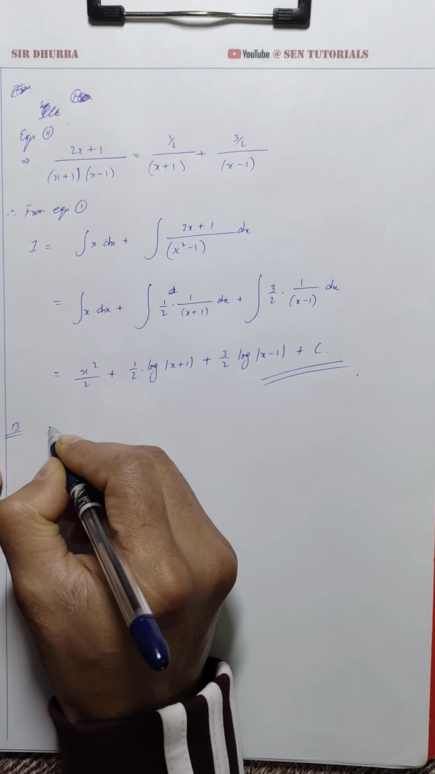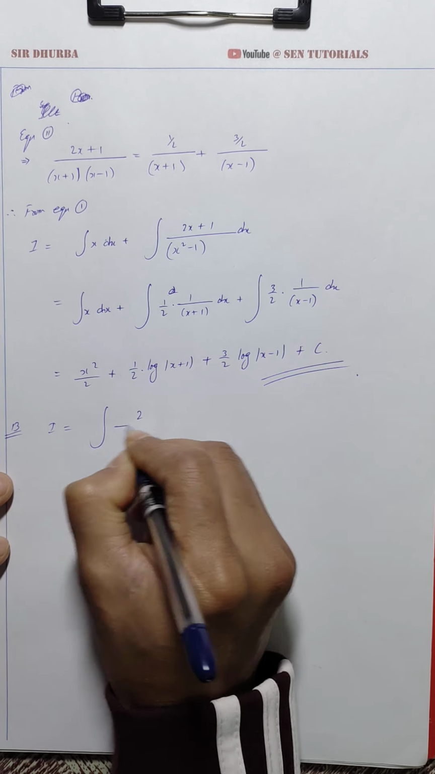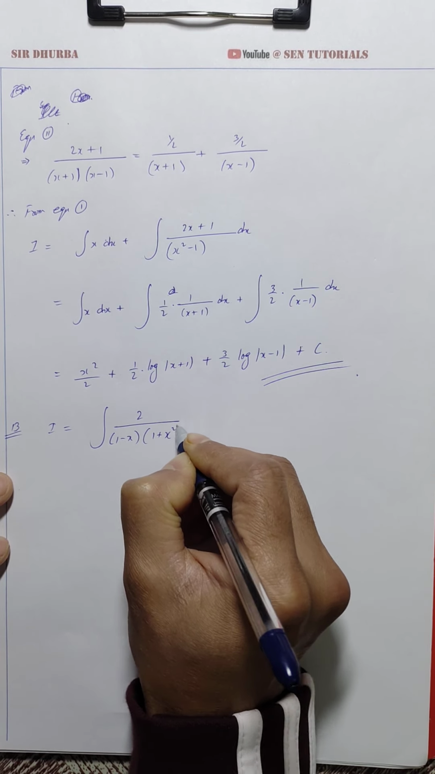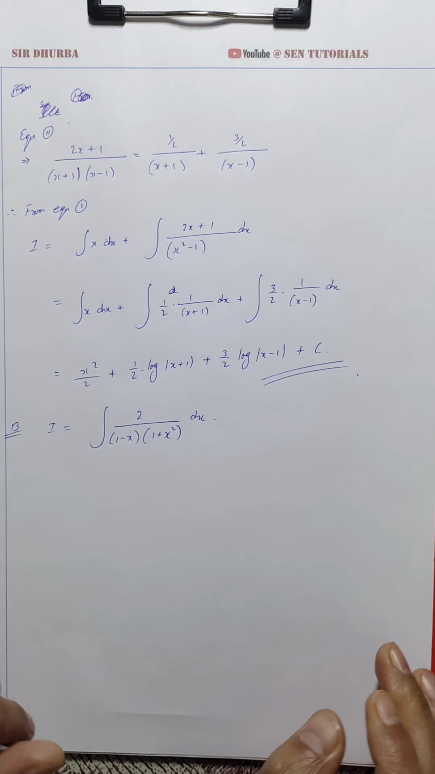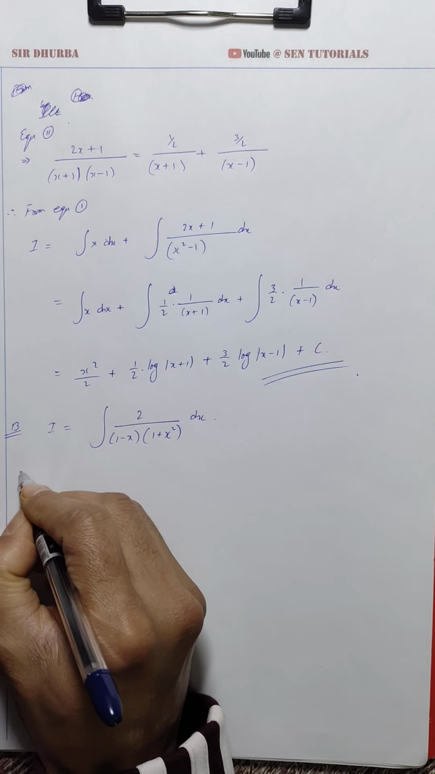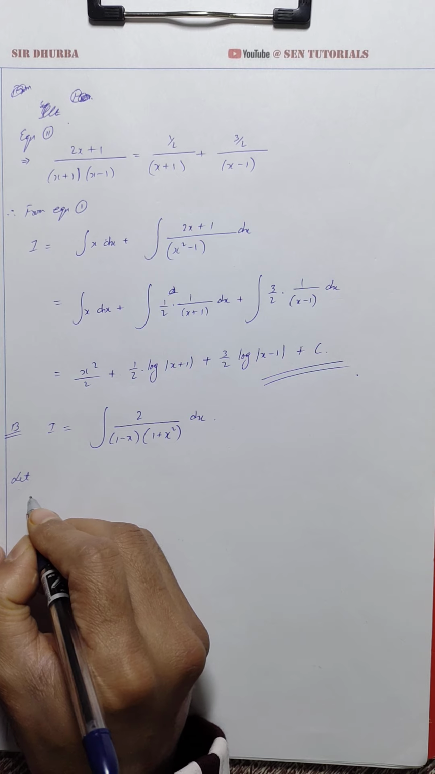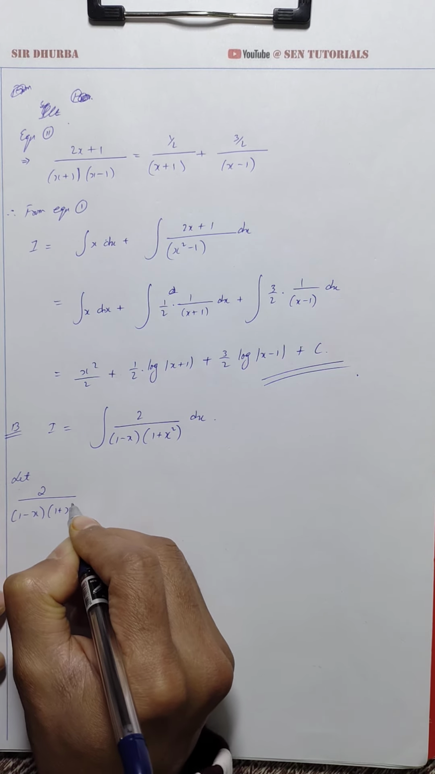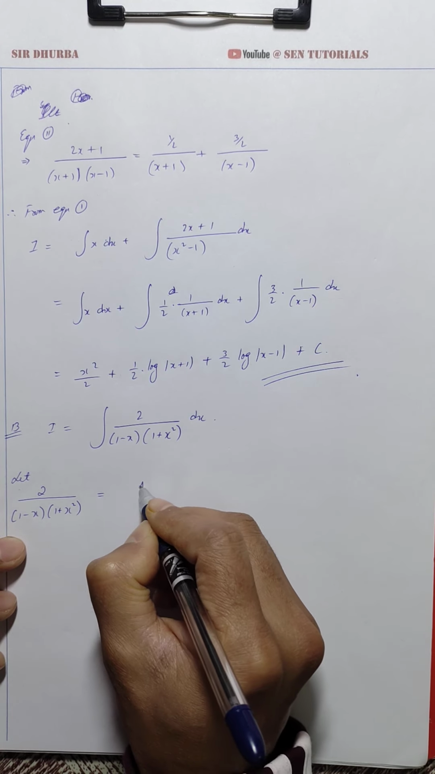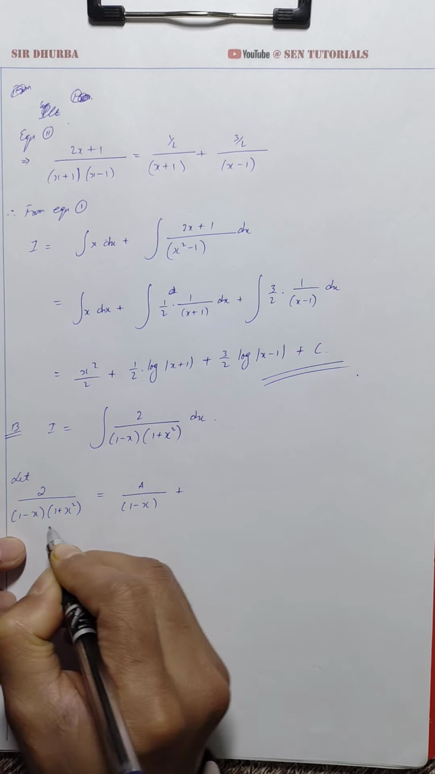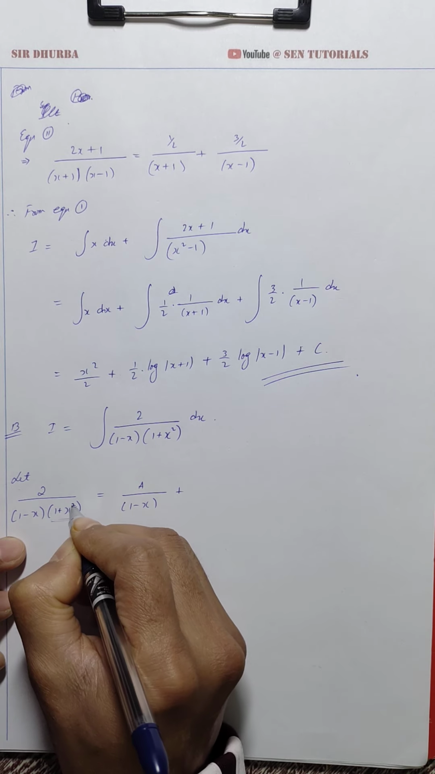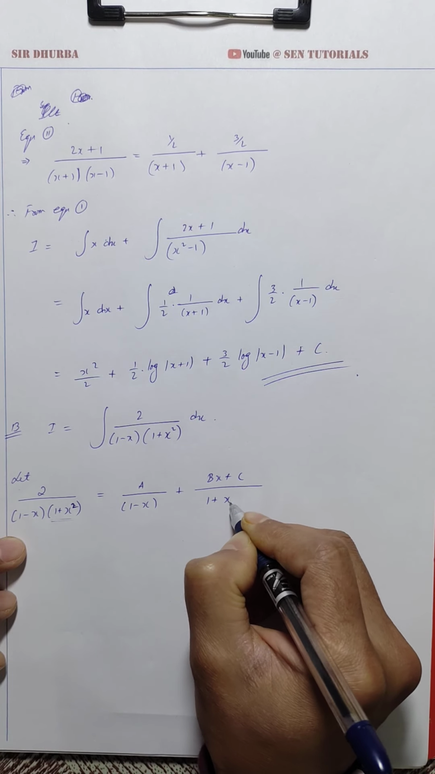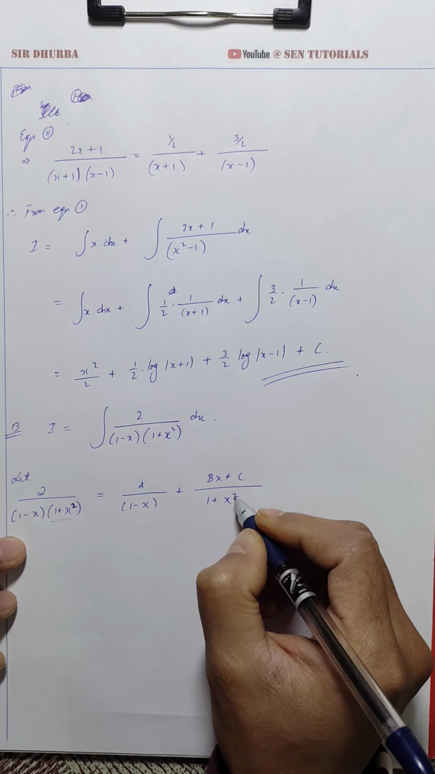All right, question number 13. We have to integrate 2 by 1 minus x into 1 plus x square. Okay, we have a quadratic form here, no problem. I had already given it to you in the previous video, so you can kindly check. So what do we do? A upon 1 minus x plus, this is the quadratic term which we cannot factorize further, so that will be written as bx plus c divided by 1 plus x square.